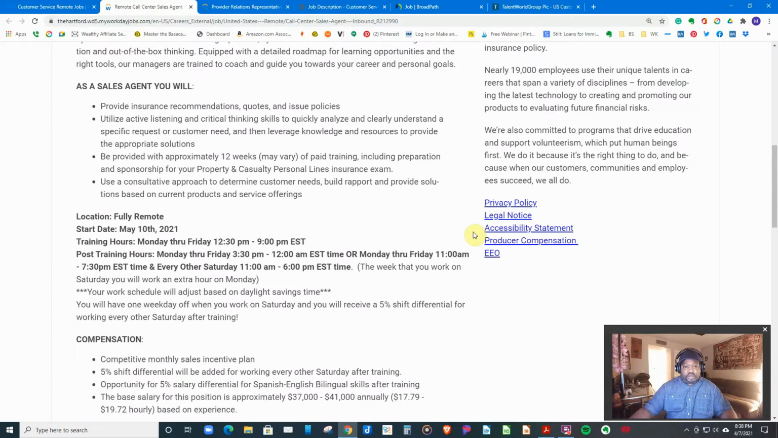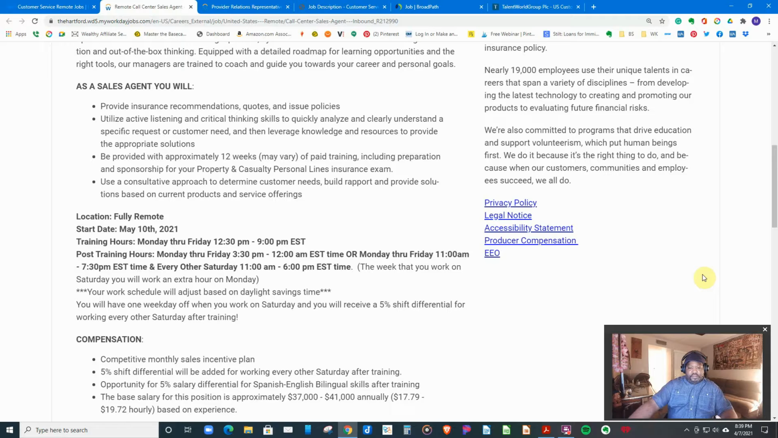But yeah, you want to have 1 year of sales experience, and a background in call center, retail, insurance, or sales is a plus. You must have a high school diploma and a college degree. So they want you to have the high school diploma and the college degree. But if you don't have that college degree, then you want to have matching background experience as far as sales, call center, and customer service.